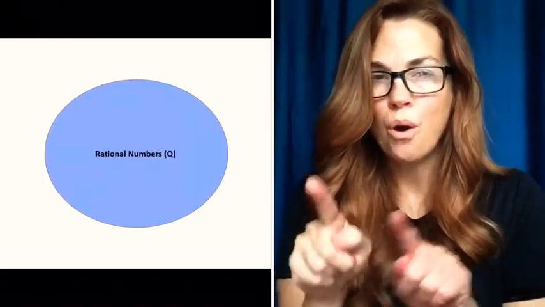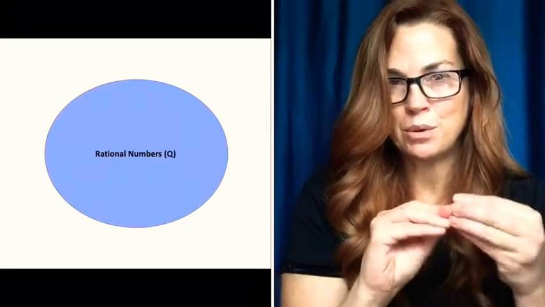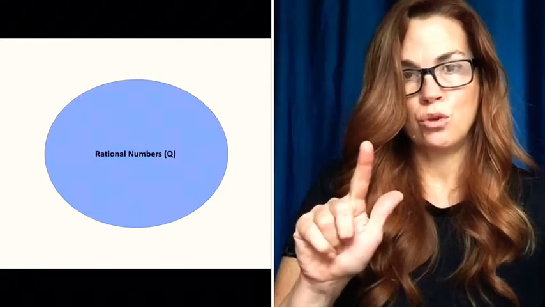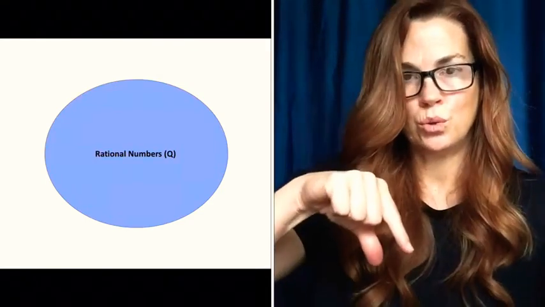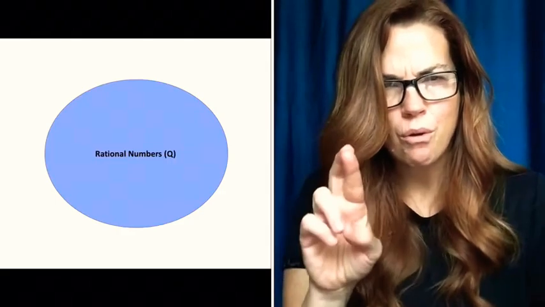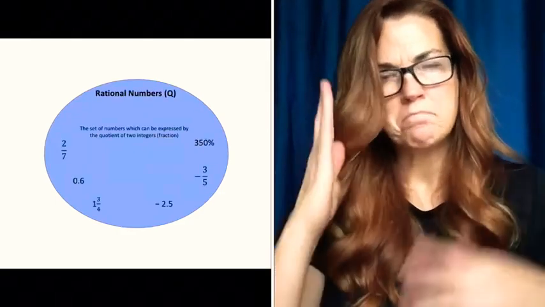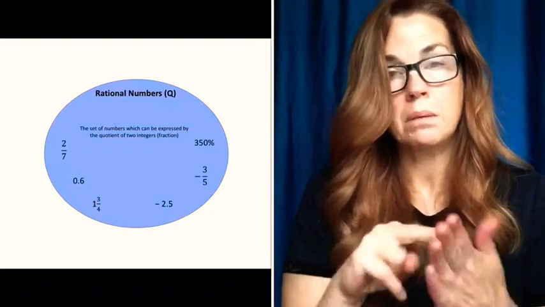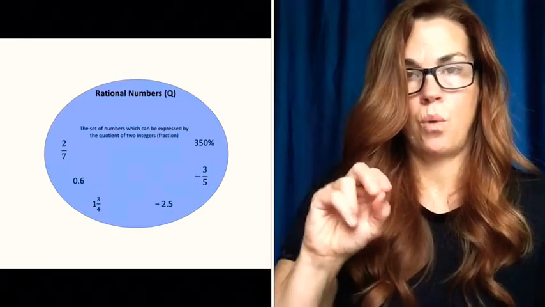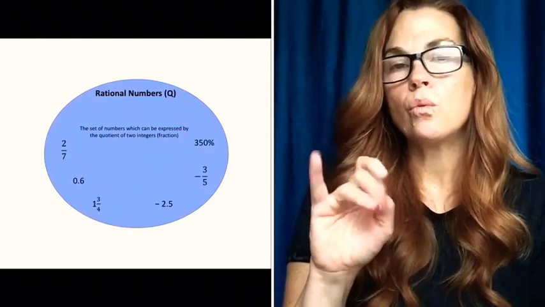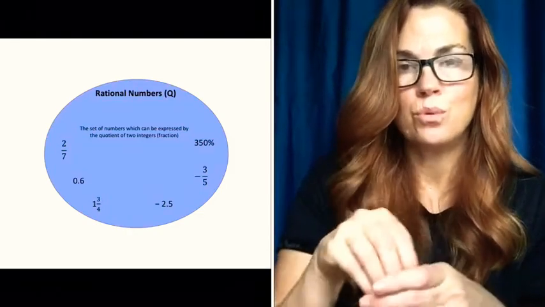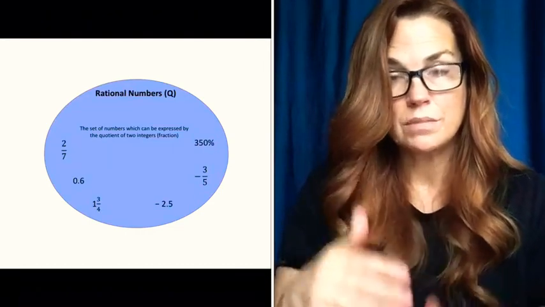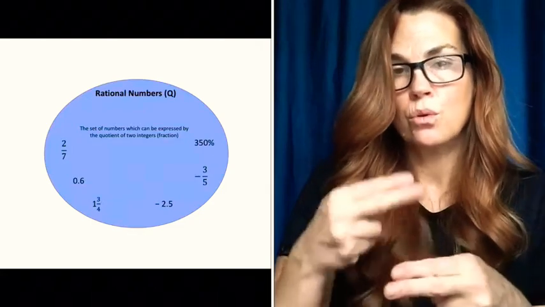The last set is rational numbers, which use the symbol Q. Now, once again, why Q and not R? In a moment, you'll see exactly why. For now, you just need to know Q is for quotient. Rational numbers is the set of numbers which can be expressed by the quotient of two integers. In other words, any value that can be expressed as a fraction. And since you know a fraction is a division problem, and the solution to a division problem is called the quotient, you now understand why Q is the symbol for rational numbers.